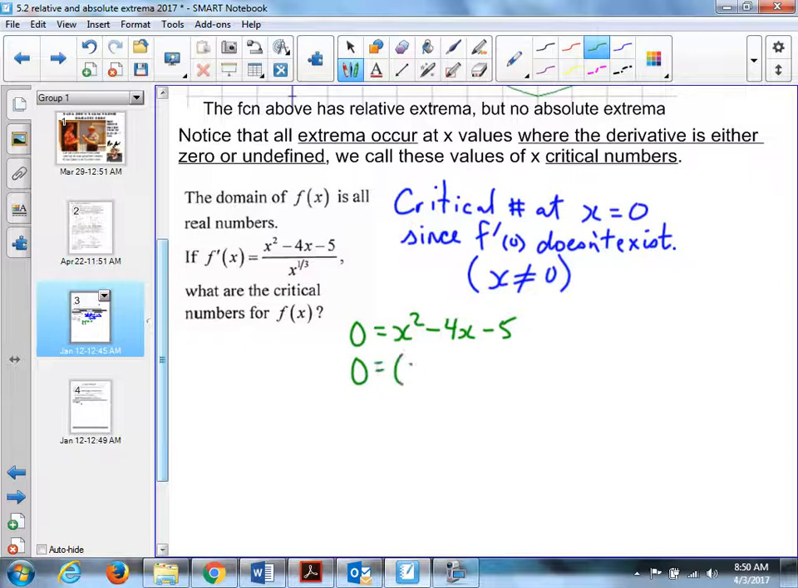And I sure hope you remember. Okay, x, what multiplies to negative 5 adds up to minus 4? So it'll be more negatives, 5 and 1, right? More negatives than positives. So x minus 5, x plus 1. That means we've got two critical numbers that give us 0 for the numerator. And they're not 0. So we've got 5 and we've got -1.